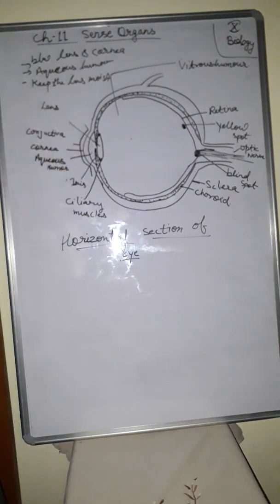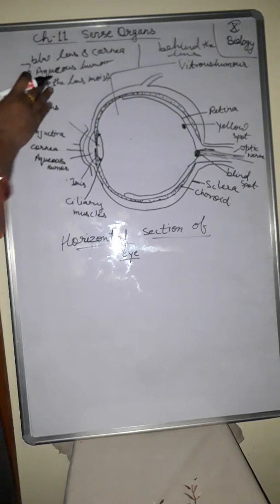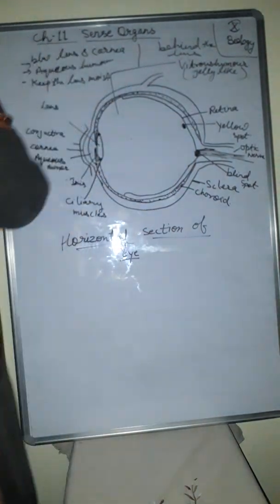Now the second chamber is the vitreous chamber. It is a larger cavity of the eyeball behind the lens. Where is it located? Behind the lens. And it is filled with a transparent jelly. Aqueous humor is watery, and vitreous humor is jelly like. This is the basic difference between aqueous and vitreous. Vitreous is jelly like and aqueous is watery fluid.